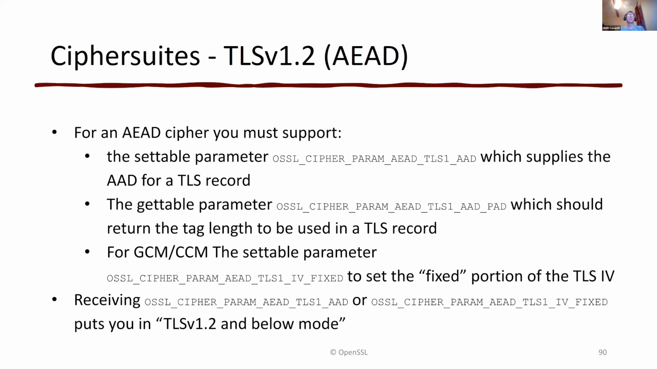Okay, so if you want to replace the symmetric cipher for a TLS 1.2 cipher suite, you do it differently for AEAD ciphers compared to non-AEAD. So I'll talk about AEAD first. As well as the 2 settable parameters that I already talked about, you also need to support the settable parameter OSSL_CIPHER_PARAM_AEAD_TLS1_AAD. This supplies the additional authentication data for a TLS record.